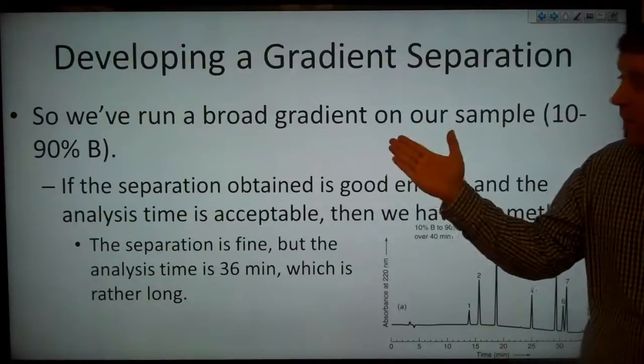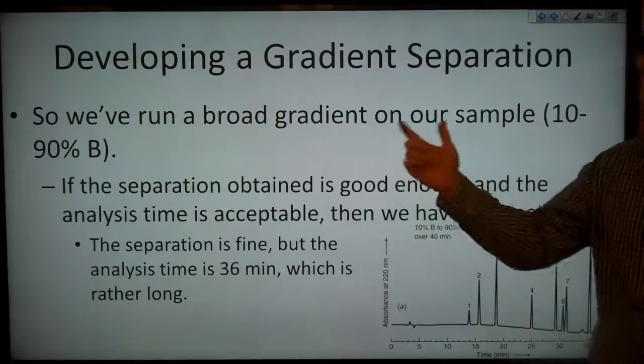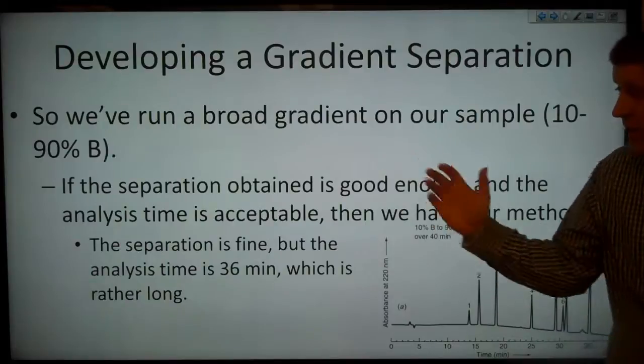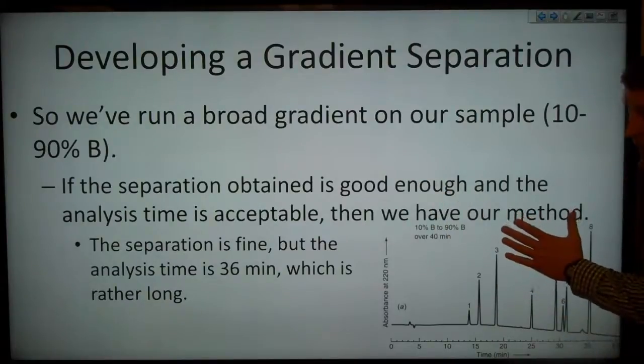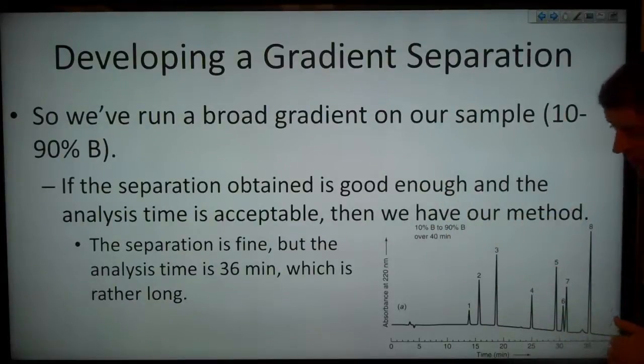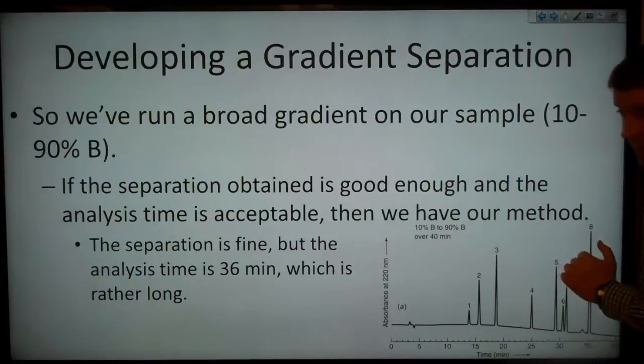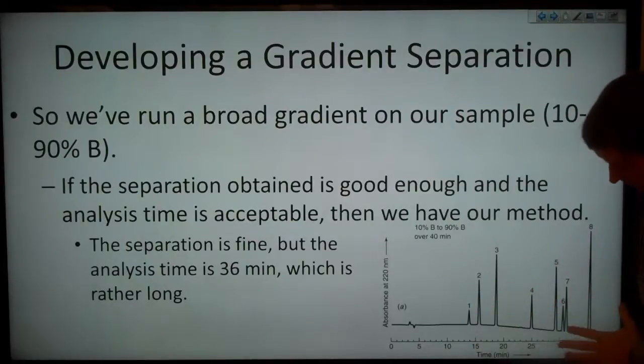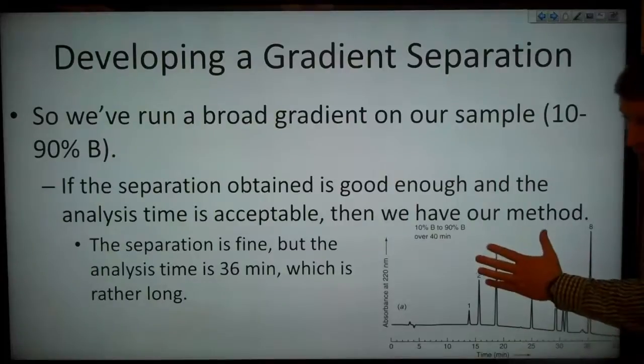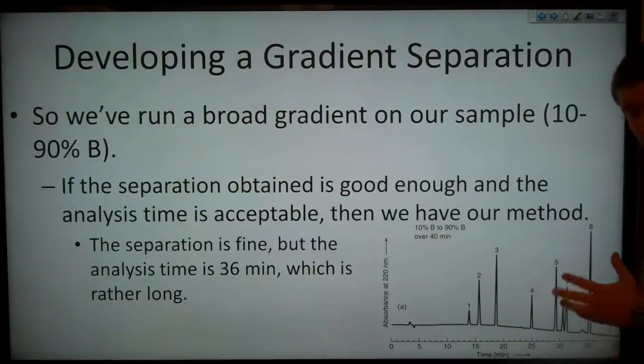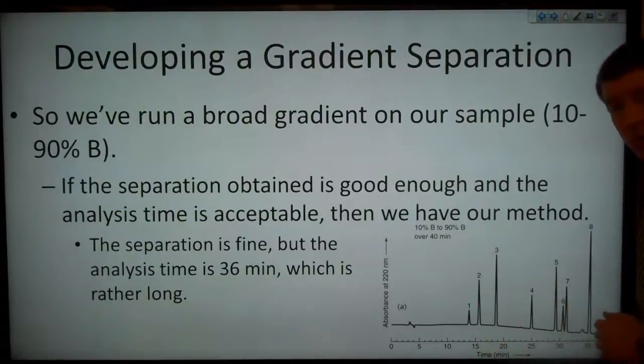We've already run a broad gradient on our sample from 10 to 90% B. If the separation obtained is good enough and the analysis time is acceptable, then we have our method. The separation here is fine, except the analysis time is 36 minutes, which is pretty long. So we want to see what we can do to shorten that.